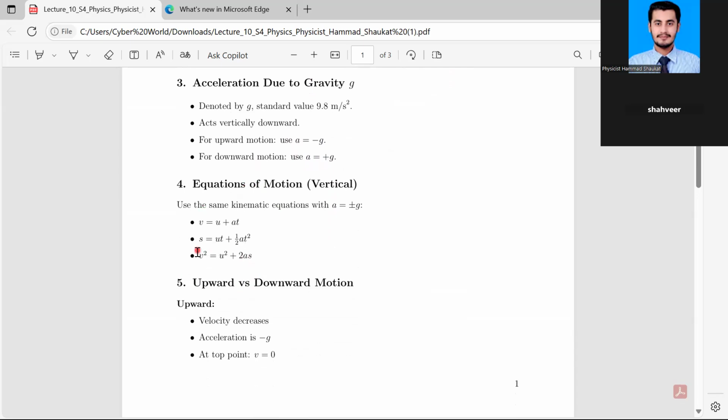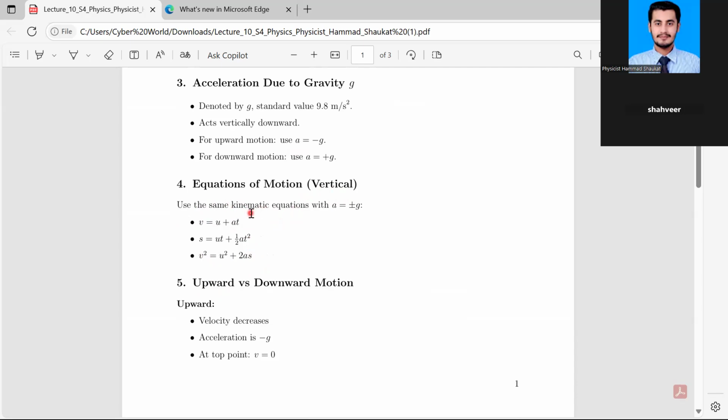Here are basically our three equations of motion. Do you remember? Yes, this is our first equation of motion, and these three equations can be used in every case. You can use them for vertical motions as well as for horizontal motions. In the previous lecture, we solved these equations for horizontal motion, but in today's lecture, we are going to use them for vertical motion, because gravity is a vertical motion. These equations of motion are also called the kinematic equations.